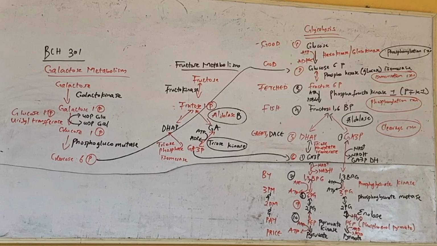So glucose to 2 moles of pyruvate is glycolysis. Galactose to 2 moles of pyruvate is galactose metabolism. Fructose to 2 moles of pyruvate is fructose metabolism.